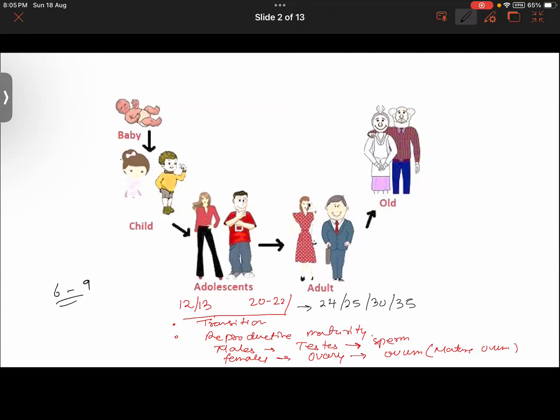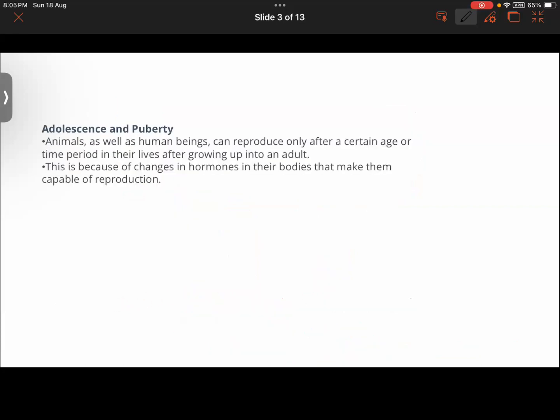It is an age of transition where the height and the muscle mass will change, the voice will change, and growth of hair will be observed. That is one thing. And this time period may vary in different individuals.